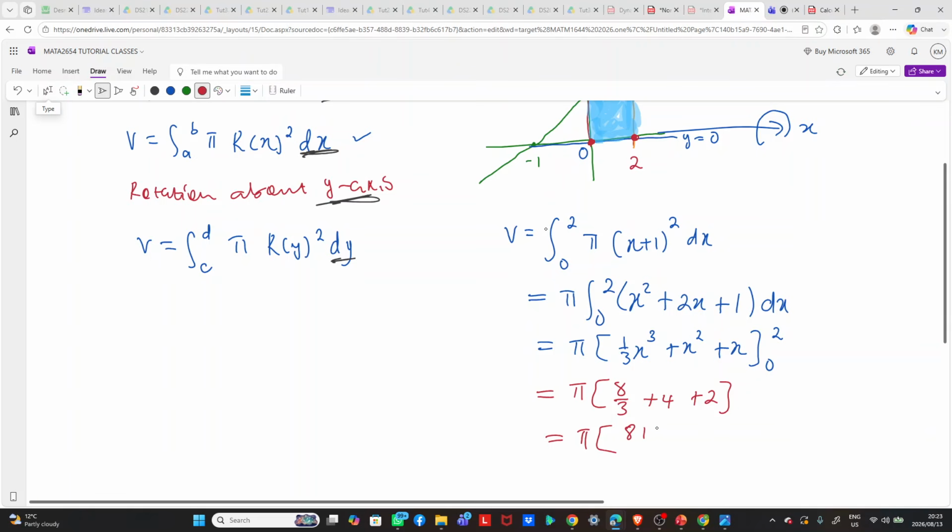So we'll have 8 plus 18 over 3. So what is 8 plus 18? That is going to give us 26 pi over 3. So that is going to be the solution of this problem. The volume is 26 pi over 3.